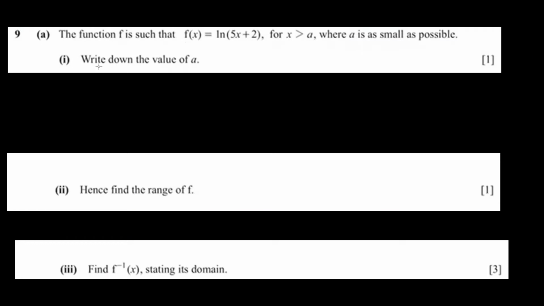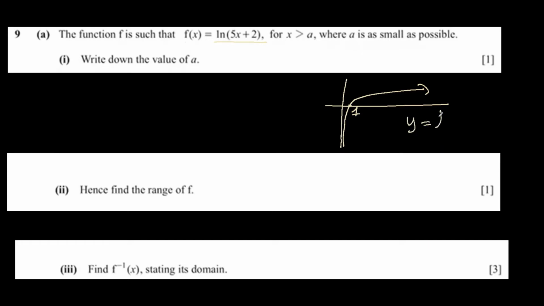Question 9a. The function f is such that f(x) is ln(5x plus 2), x is greater than a, where a is the smallest possible number. Write down the value of a. Okay, it's a log. Every log graph looks the same. It starts from 0 and crosses the x-axis at 1 and it keeps on increasing. Alright, that means x values are always more than 0.